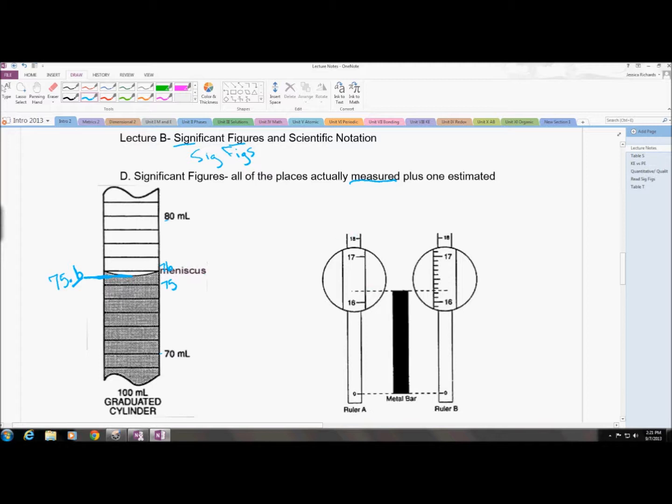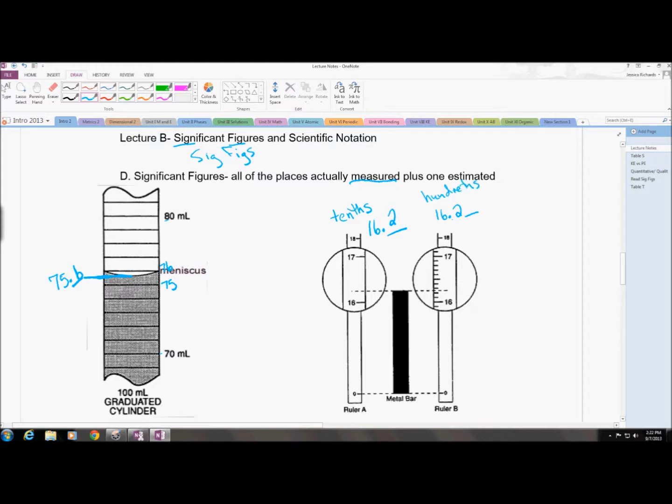So if the ones place is measured, you estimate the tenths. If we look at the two rulers, this first ruler is marked in ones. So 16, 17, and my measurement is somewhere in between. I'm going to estimate to the tenths place on this ruler, so 16.2. The 16, the ones place, is marked, and I'm estimating the tenths. On this ruler, the tenths place are marked. That's 16.1, 16.2, 16.3, 16.4, 16.5.